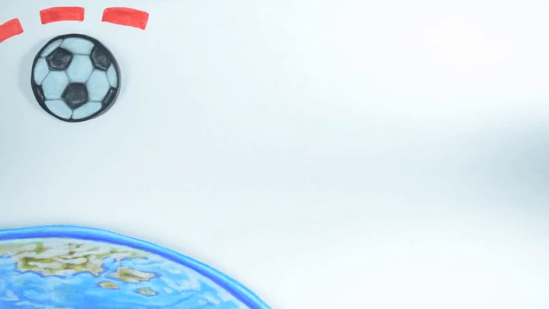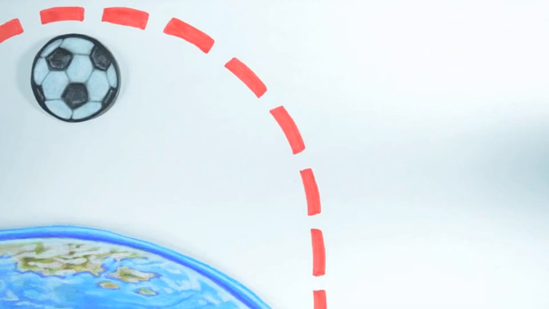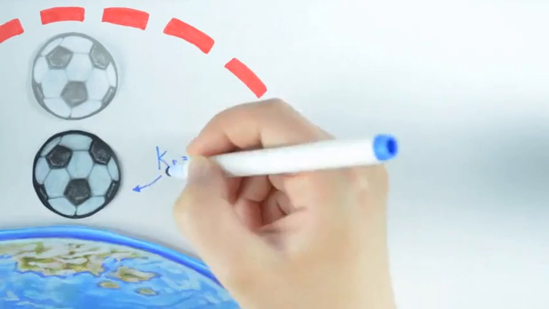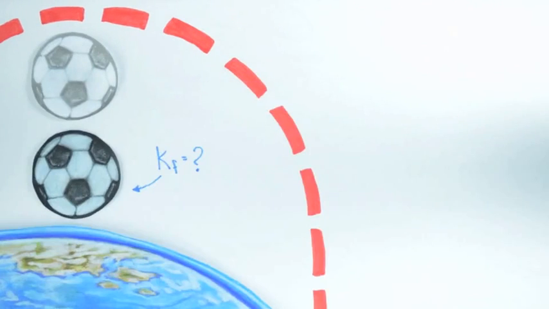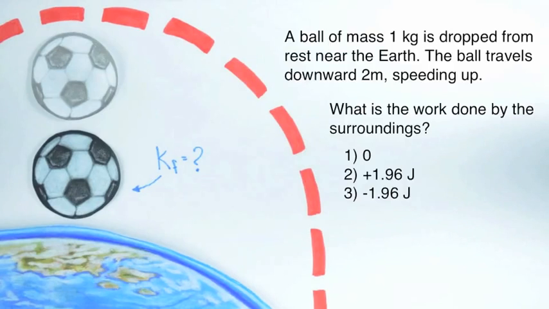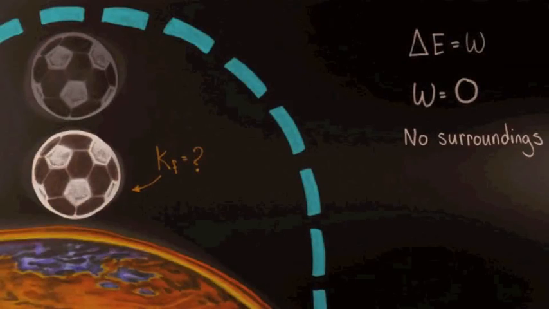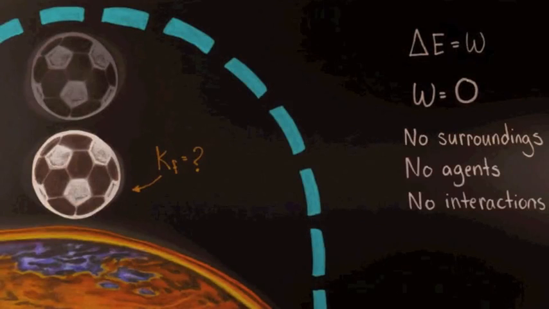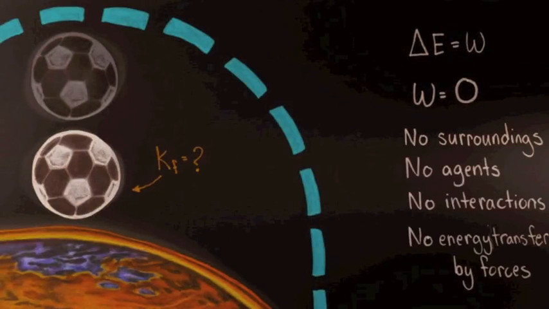Let's choose the system to include both the ball and the Earth. Again, we can ask the question, what's the final kinetic energy of the ball? Again, starting from our energy principle, we need to identify the agents in the surroundings and compute the work done by the surroundings on our system. Let's compute the work done by the surroundings on this multi-particle system. The answer here is 0. There's nothing in the surroundings interacting with our system, so no agents, no interactions, no energy transfer by forces, so the total work W is 0.